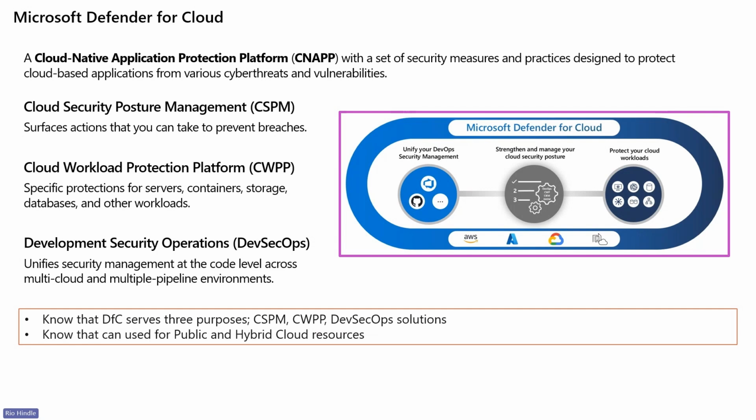It tends to combine the capabilities of DevSecOps, a solution that unifies security management at code level across multi-cloud and multiple pipeline environments. Sorry. Cloud security posture management tends to be free, including your base license. There's actions that you can take to prevent breaches. And then Cloud Workload Protection Platform, or CWPP, uses specific protections for servers, containers, storage, database, and other workloads, such as just-in-time access for your virtual machines. So say, for example, you don't want to allow RDP port 3389 static access all the time. You can reduce that and do just-in-time access for that particular port. Or it may be deploying an EDR agent or capabilities to a server, for example, through Defender for Servers Plan 1, Plan 2. It's a whole load of stuff within the CWPP.